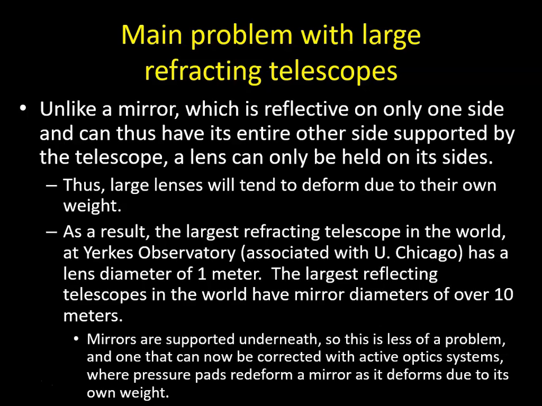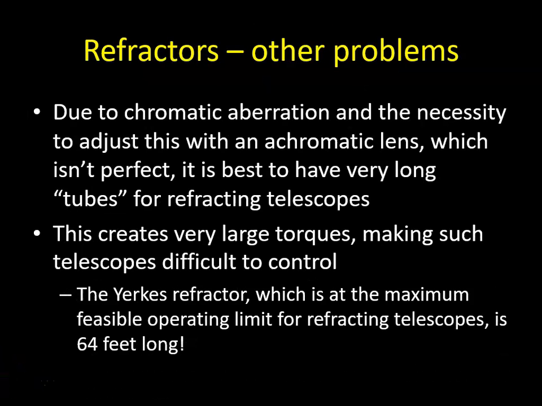But you can't use pressure pads applied to the back of a lens because the lens needs the light to pass through the lens. It's not getting reflected back. It's not getting refracted back. So the light needs to pass through. So the only way you can support a lens is by holding the edges. So as a result, you can make your reflecting telescopes, the ones with mirrors, much bigger.